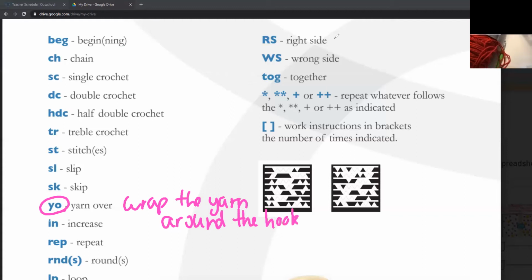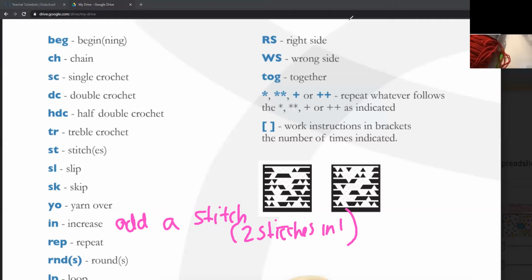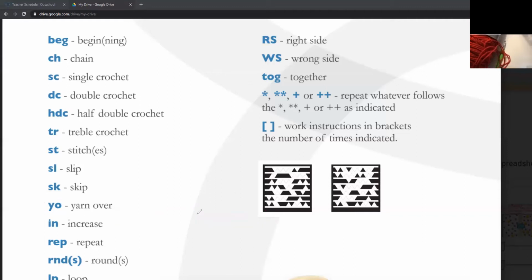When we increase, we're going to add a stitch into your work. So usually it's like 2 stitches in 1. Sometimes it's 3 stitches in 1. Repeat, usually it says like repeat, REP, and then it says like star, like from the star. So it wants you to go from a certain point to a certain point in the pattern. And so we'll see that as we work further into the course.